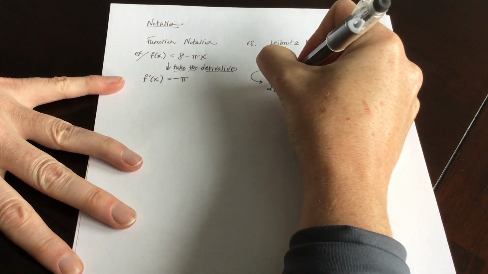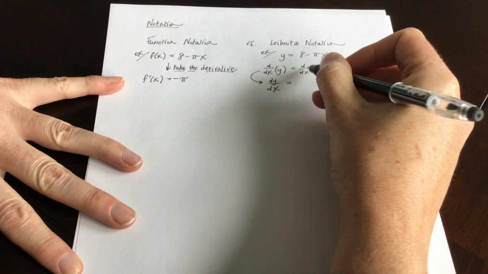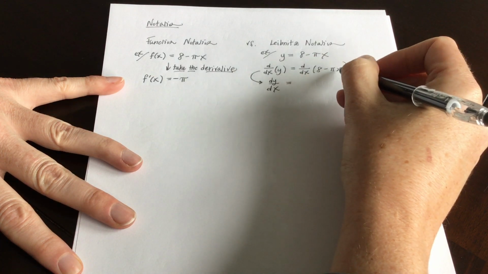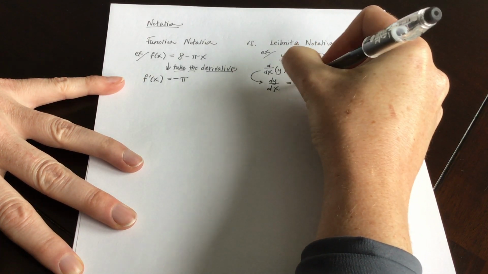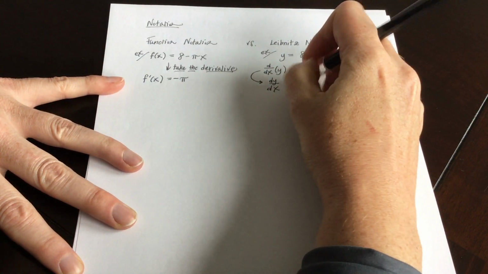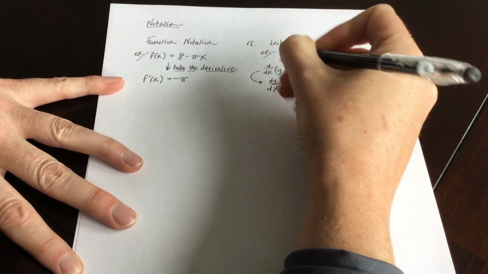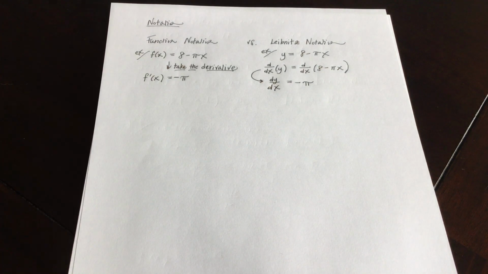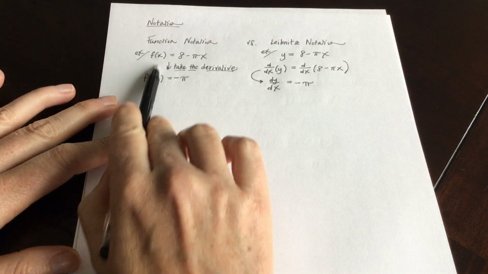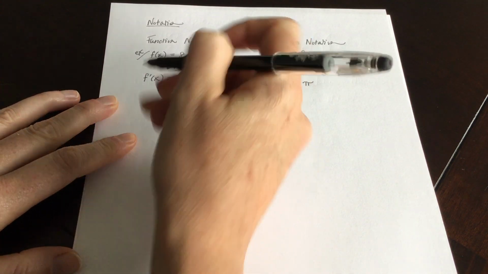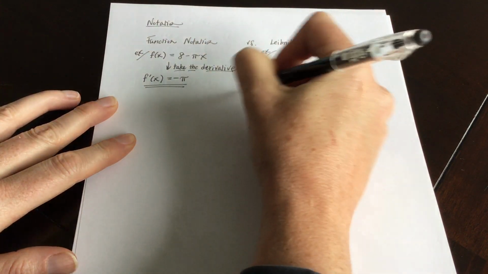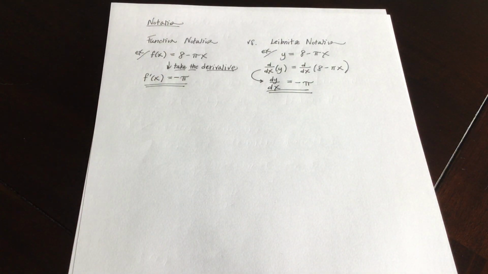Okay, now on the right side, what's d dx? What's the derivative with respect to x of this linear function here? Well, it would just be negative pi. And I'm going to make my negative look like it's a negative. There we go. Okay. So we just did the exact same thing in two different dialects. This is how you express your answer in function notation. This is how you say the exact same thing in Leibniz notation.